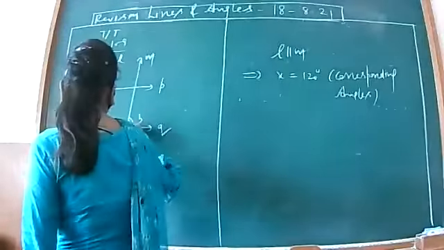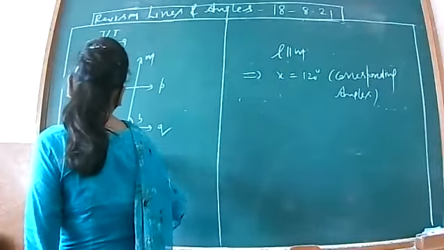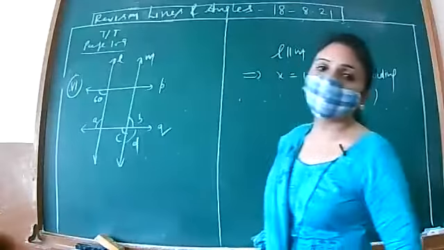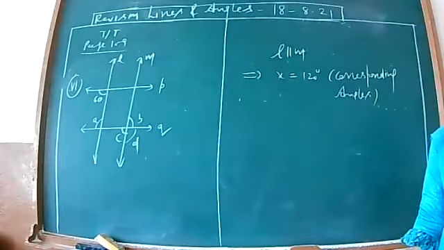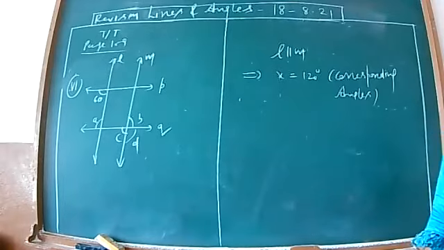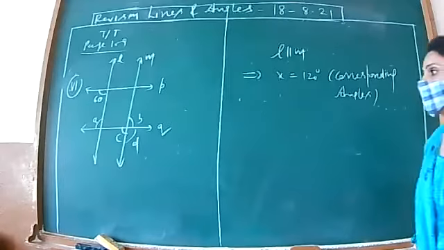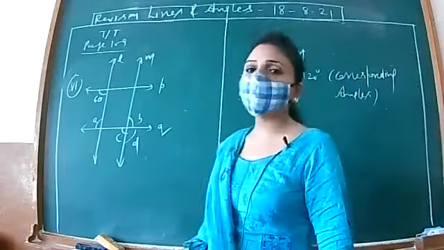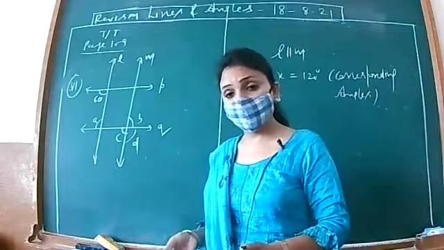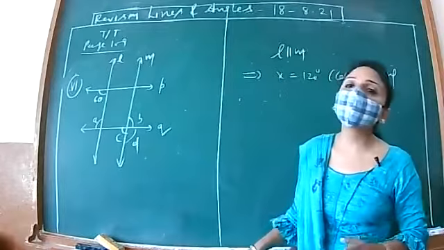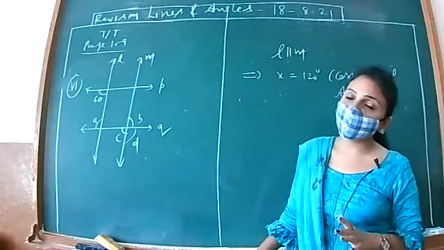This is B. This is C. And this is D. A, 60 degrees, B, C and D. We want to find the values of all the angles, A, B, C, D. And you know, both pairs of lines are given to be parallel.